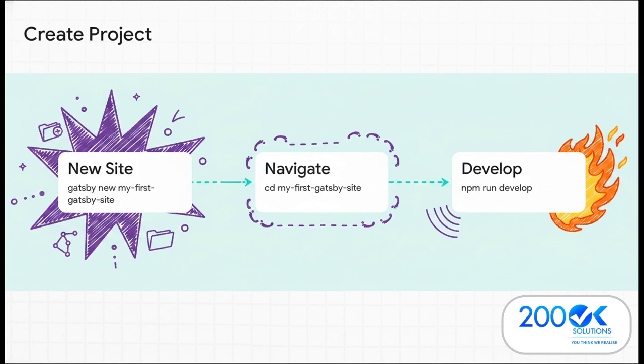Second, jump into that brand new directory by typing cd my-first-gatsby-site. And finally, execute npm run develop. Boom! This fires up your local development server and officially brings your code to life with hot reloading fully enabled.